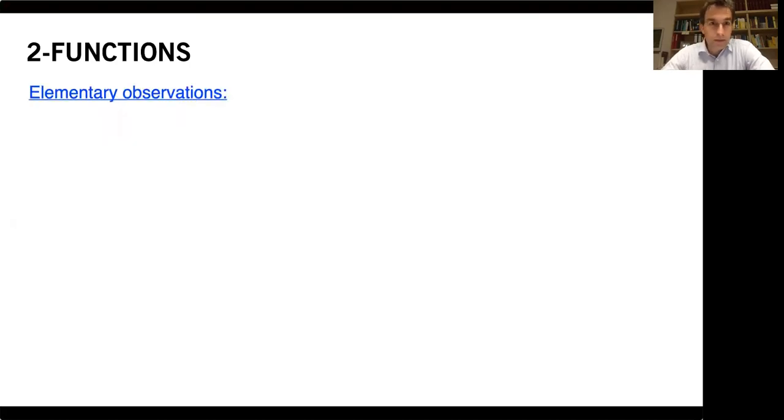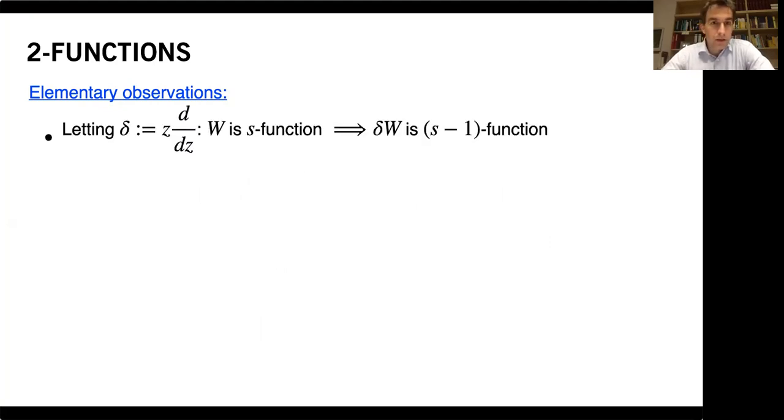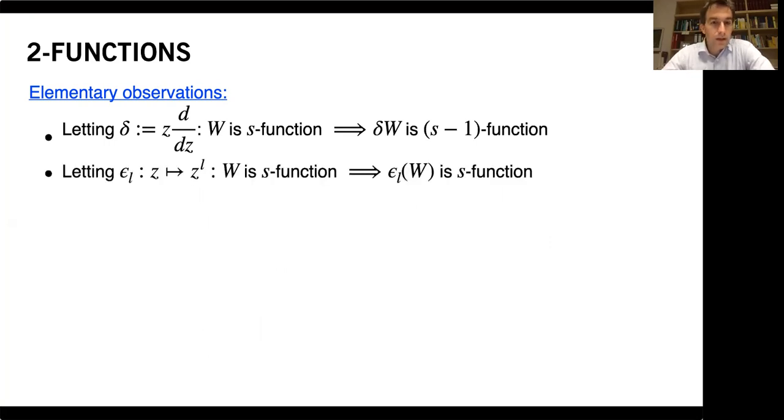But let me go back to two functions. I want to make some elementary observations. I have this logarithmic derivative, and you see very simply that if you have an S function, then its derivative delta W is an S minus 1 function. That just follows from the fact that the logarithmic derivative of Li_s is Li_(s-1). And then you have this shift operator. I'm not sure what the canonical notation for the shift operator is. If you shift it, it still is an S function.